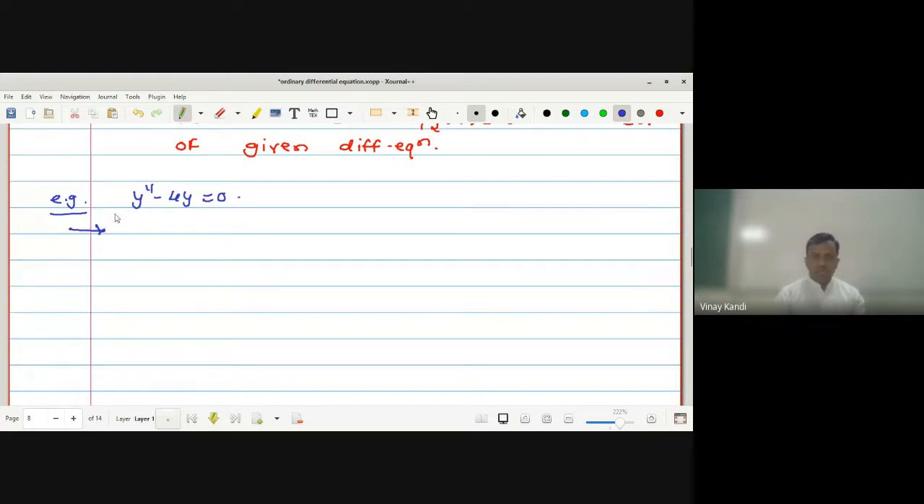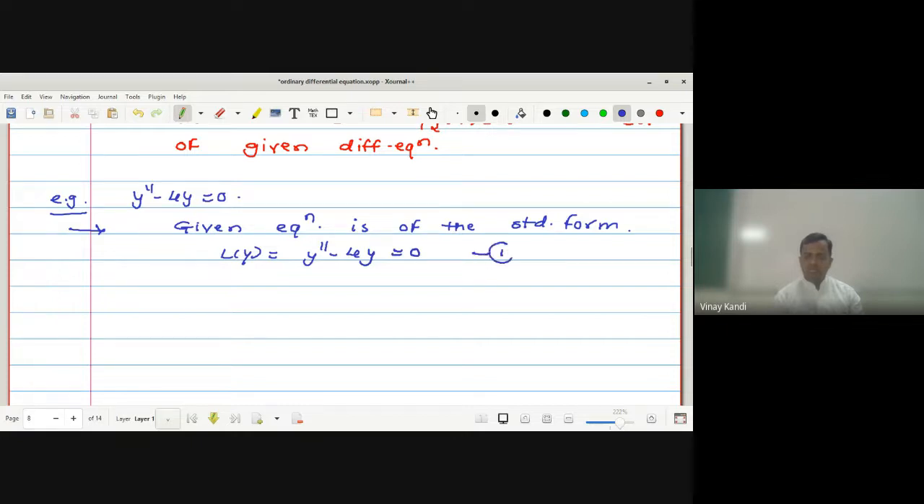Now look at the given differential equation. The given equation is of the standard form of the equation. Hence, L of y is equal to y double dash minus 4y, which is equal to 0. Give it as equation number 1. Then the characteristic polynomial of equation 1 is r square minus 4, which is equal to 0.